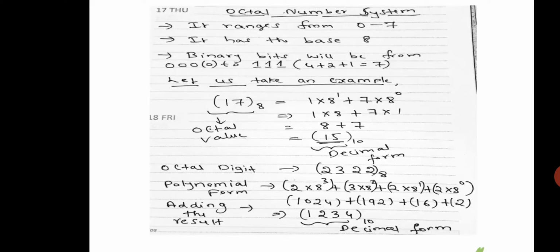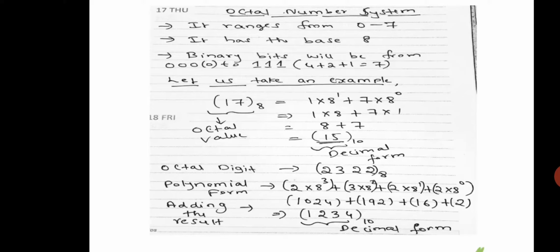Fine. Now let us go to octal number system. Okay, so far you have seen decimal number system as well as binary number system. Now it is octal number system. So the first point is it ranges from 0 to 7, obviously, because base is 8. So 8 is nothing but 0 to 7. What is the meaning? 0 to 7 means you can go from 8 to the power 0 to 8 to the power 7. So these many values you can get.